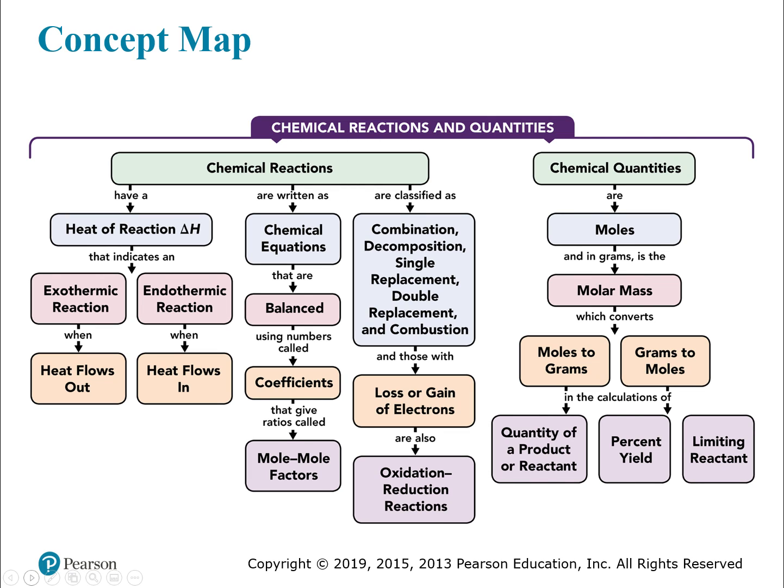This is the concept map for Chapter 7. It relates all the different terms that we talked about and all the different calculations and things that we did all throughout the chapter. So if this helps you to kind of make sense of things, by all means, look at it, print it out, talk it through.